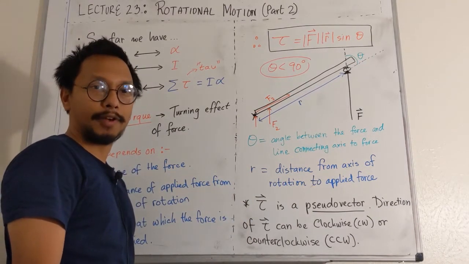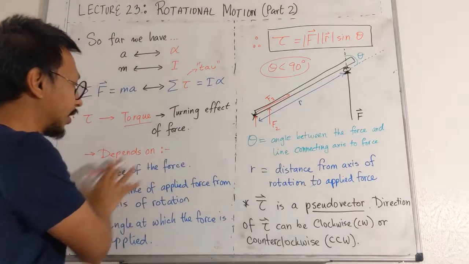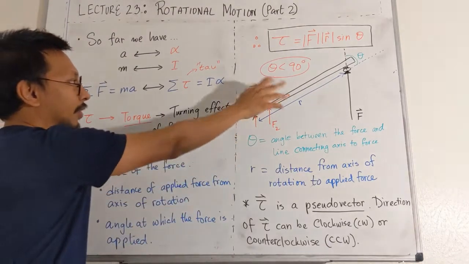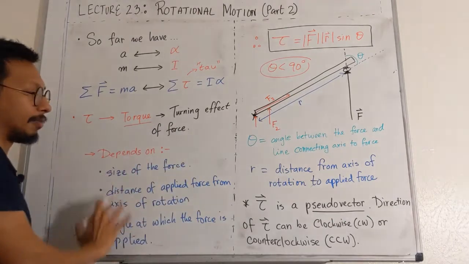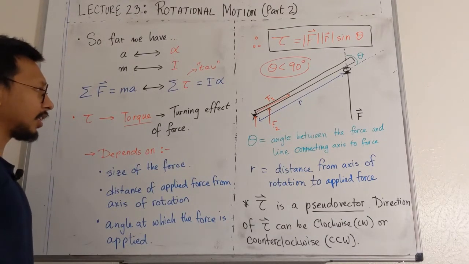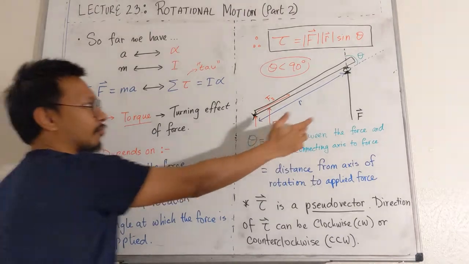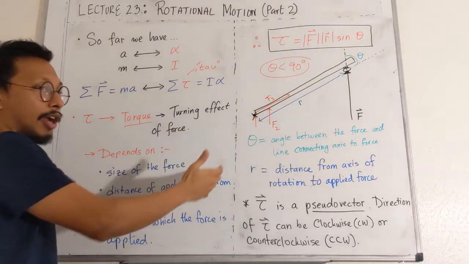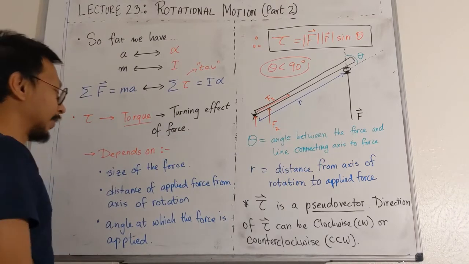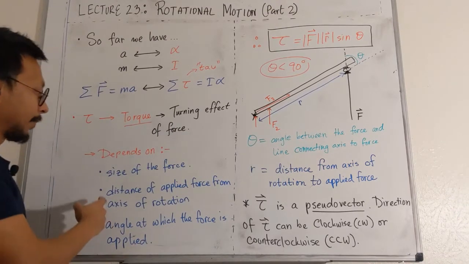There is no turning effect of the force. Let's get back to why these are the cases and why these are the dependence factors. The size of the force is pretty simple. The more force you apply, the higher the torque will be, right? That is pretty easy to understand.